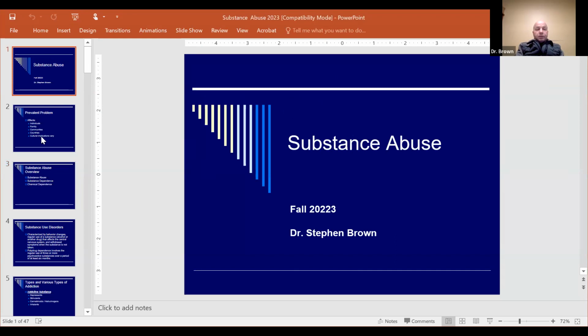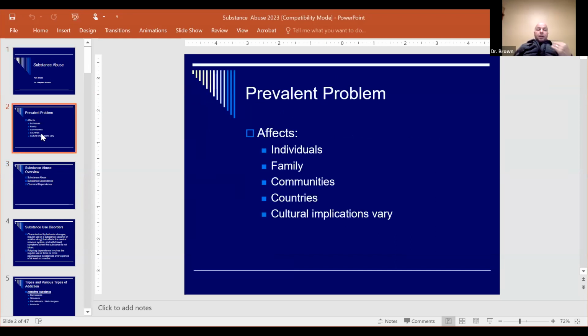So substance abuse affects everyone. Many people think, hey, it doesn't affect me, but in some realm it does. I'm sure everybody in this class can name at least one person, either in their immediate family or a friend, that has a substance abuse issue. I like to use the term issue. I don't like to use the term problem because problem has a negative connotation.